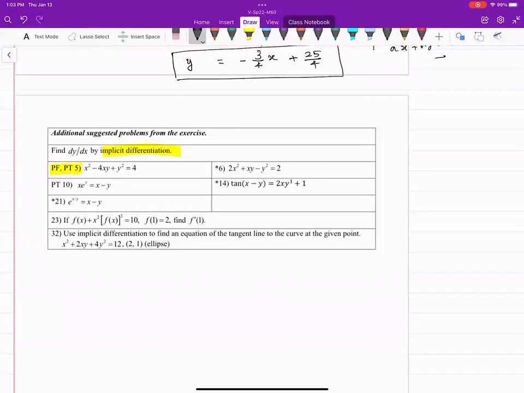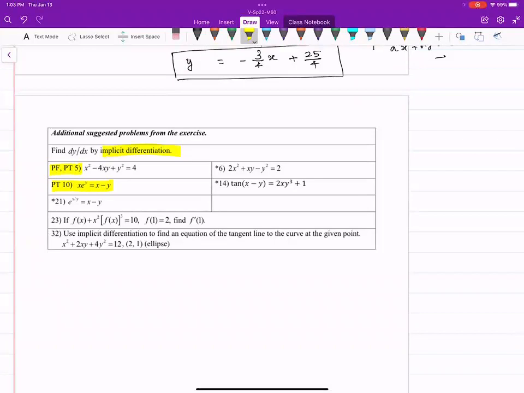We'll try the next problem where it says practice test number 10. So you know that PT stands for practice test, PF stands for practice final. And if you see stars, they're all homework questions.